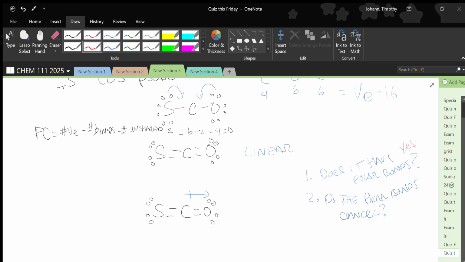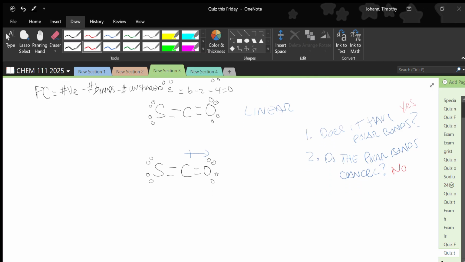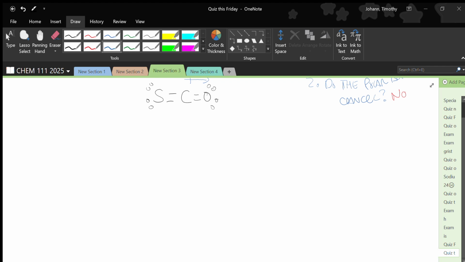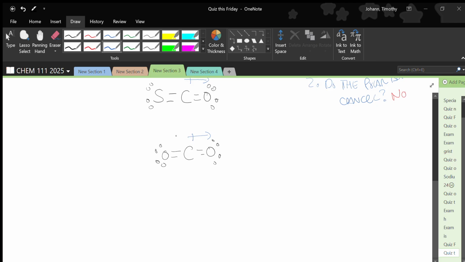And the answer is no. An example where they would cancel is carbon dioxide. I didn't do it on purpose, but I could have. In this case, we just determined that carbon and oxygen do have polar bonds, but they cancel. It's linear. They pull against each other equally.